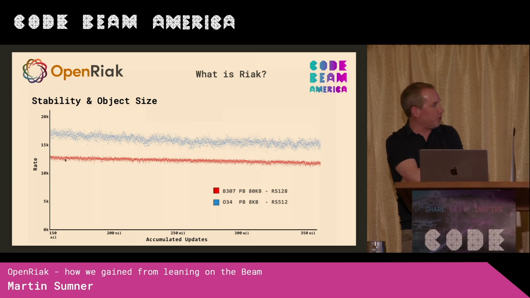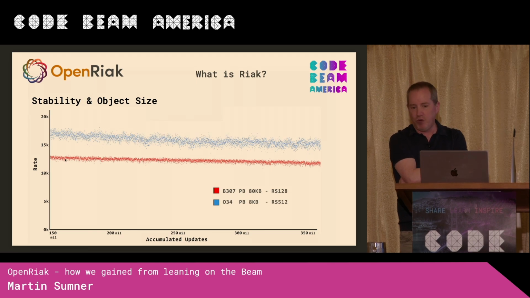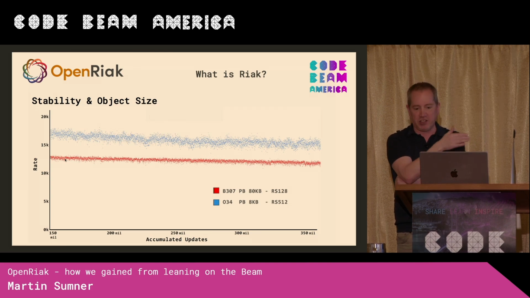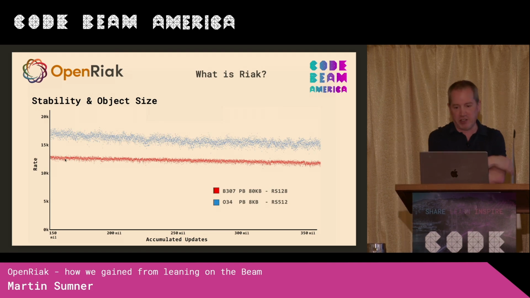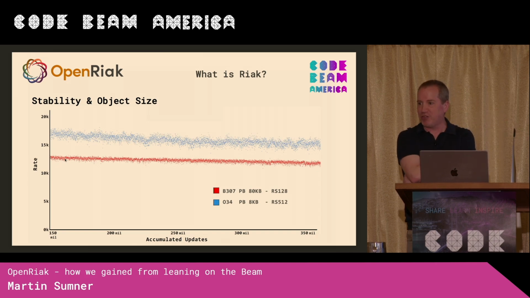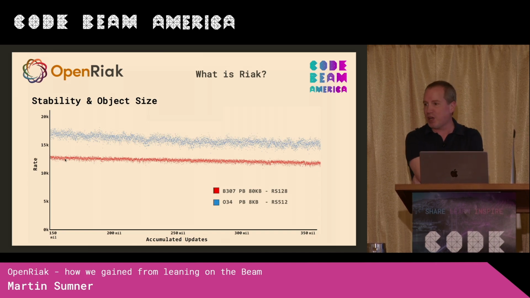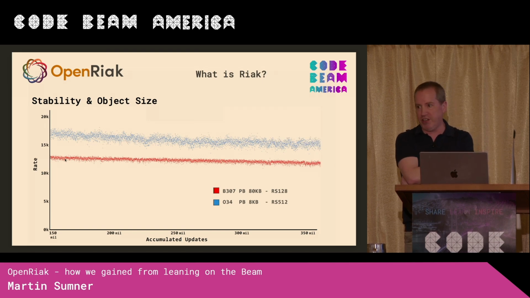In the blue dots, the control test, we were testing with a variety of object sizes, but it averaged about 8 kilobytes. In the second test, we upped that from 8 kilobytes to 80 kilobytes. So we go up an order of magnitude of scale in terms of object size. And what you can see is that, yes, the line goes down as we increase the object size, but it only goes down by about 20%.